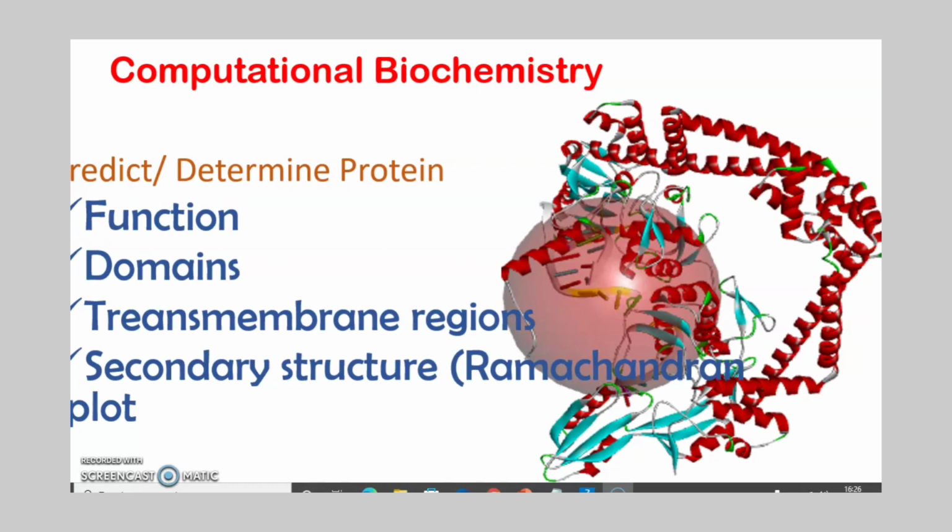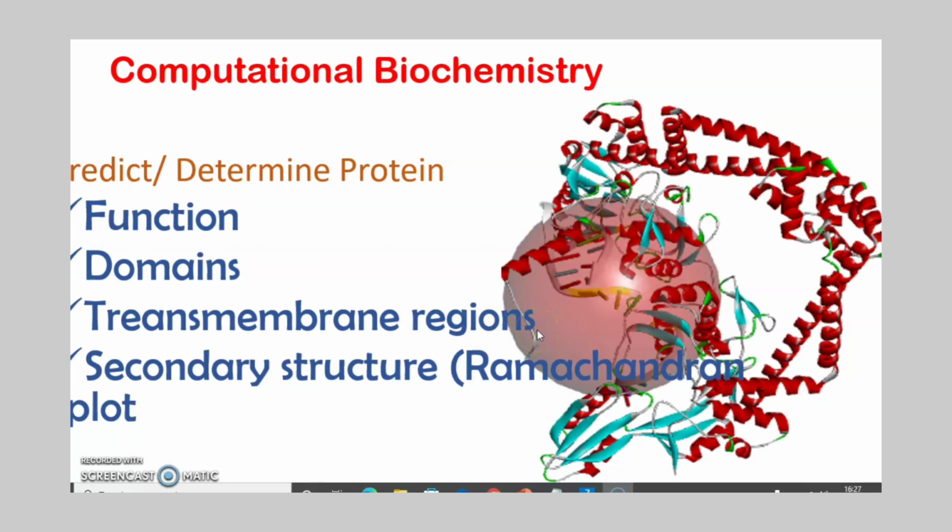We're also looking at the secondary structure of protein using the Ramachandran plot. In the secondary structure, we look at the alpha helical structure and the beta pleated sheet of protein, and how we can determine if the protein exists in the alpha helical state or in the beta pleated state. So this is actually a protein.